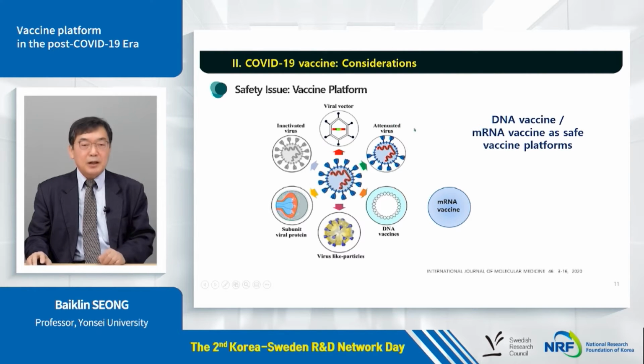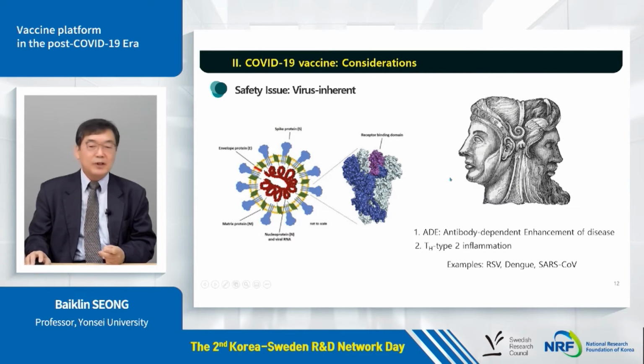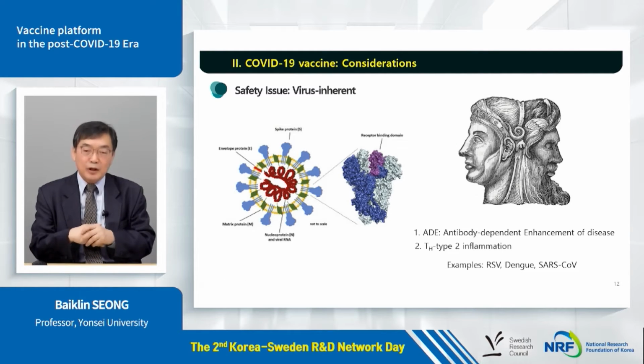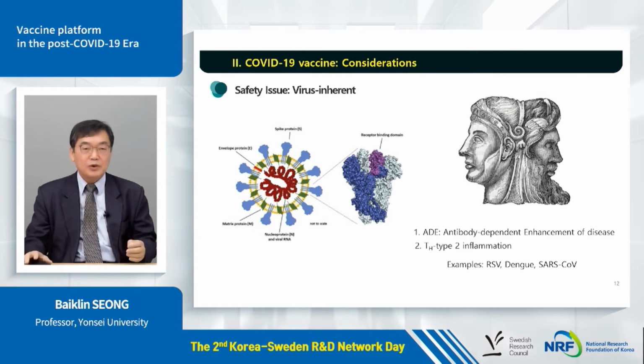Safety is the most important issue for coronavirus vaccines. Therefore, safe vaccine platforms, DNA vaccine and mRNA vaccine, have been adopted. However, we should not forget the safety issue still lingers on the virus itself. For instance, antibody-dependent enhancement of disease can cause a problem: after vaccination, rather than providing protection, the antibody may increase the disease phenomena. The safety issue lingers around COVID-19 vaccines, although so far, until the phase 3 trial, there is no manifestation of the safety issue. That's good news.